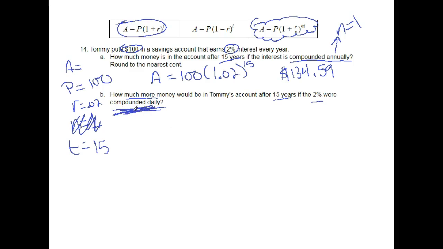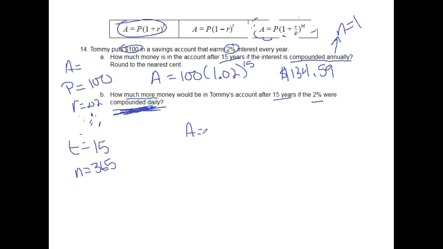How much more money would Tommy have after 15 years if the 2% were compounded daily? So compounded daily is going to change some things, and I am going to want a value for n, and I am going to have to use this equation over here. So daily means how many times per year? Daily means 365 days in a year. Let's always assume that it's not a leap year. So everything else is the same.